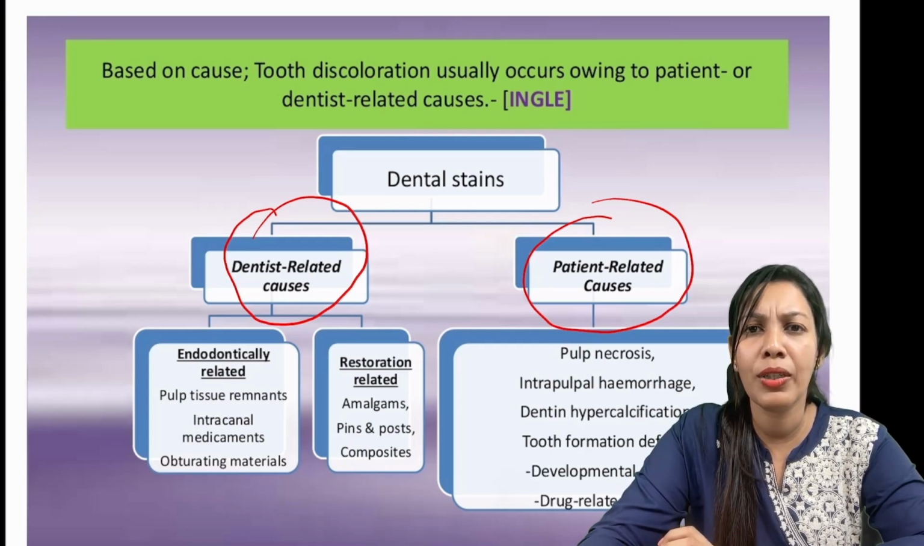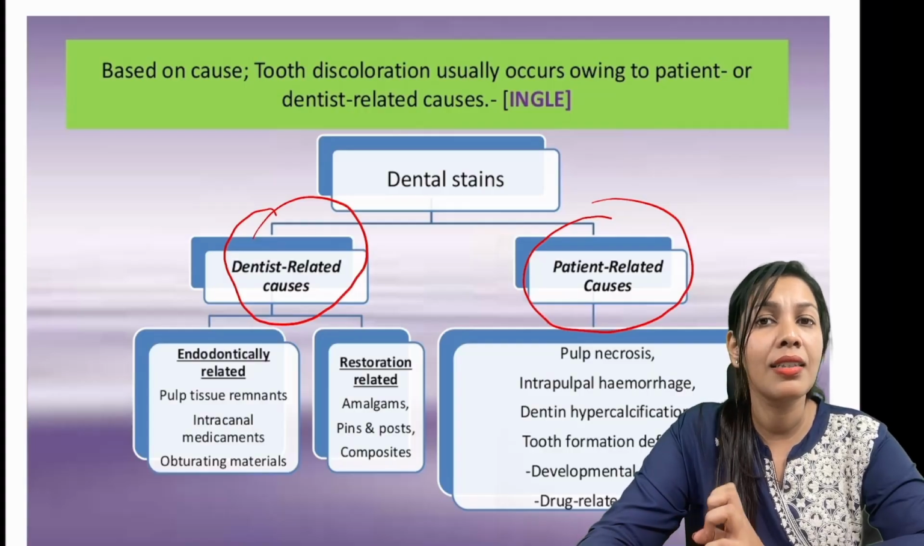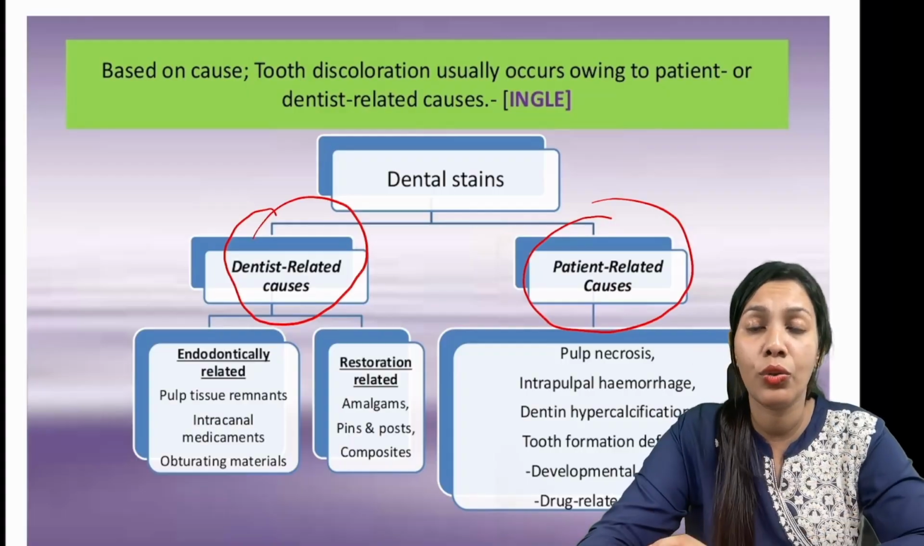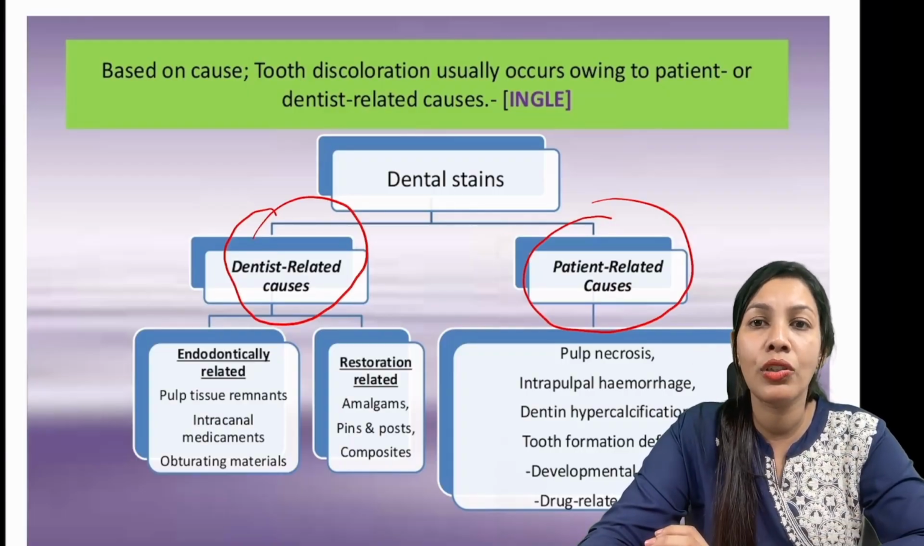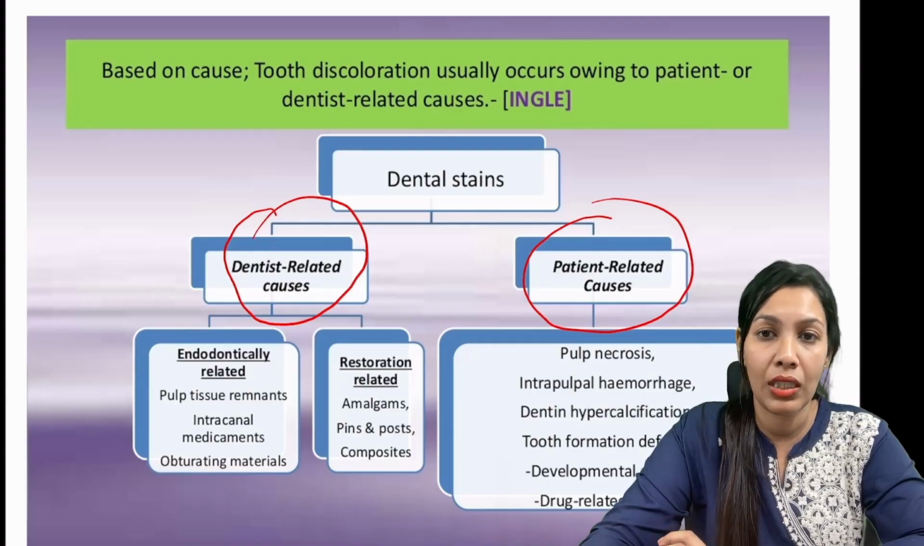Restoration: the usage of amalgam. Often, we know, corrosion products leak out, and there is something called amalgam blue, that is the discoloration of the tooth because of the corrosion products. Pins and posts can also cause discoloration.